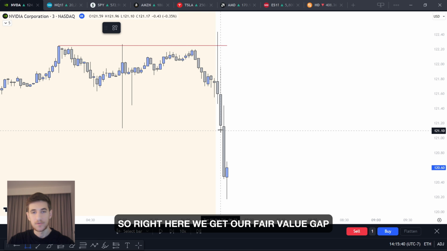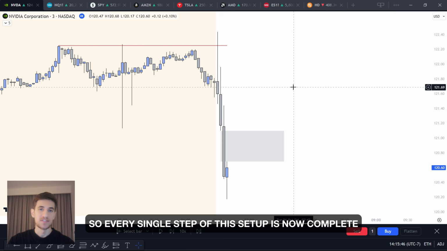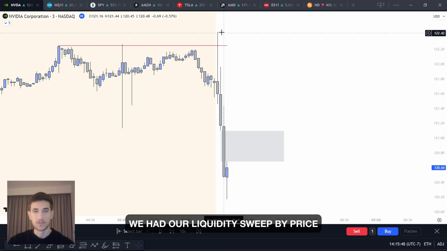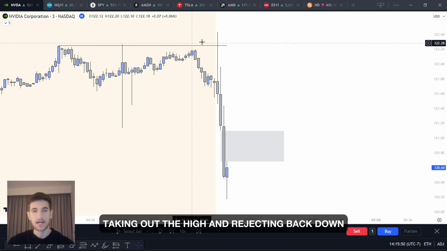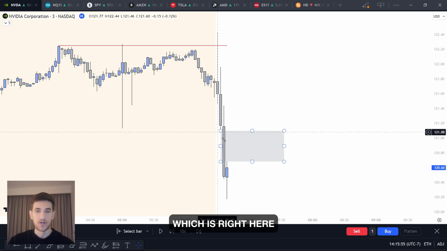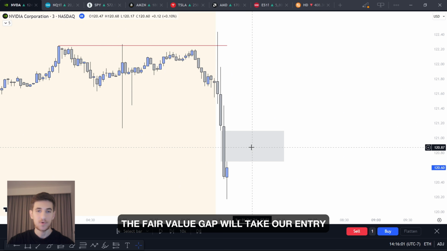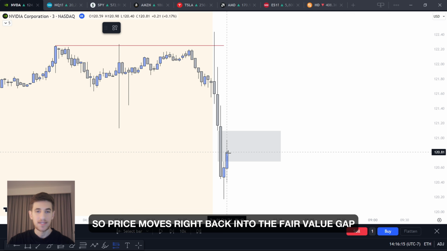So right here we get our fair value gap, which is this 3 candle sequence. So every single step of this setup is now complete. We had our liquidity sweep by price taking out the high and rejecting back down. And now we also have our fair value gap, which is right here. So the last thing we look for is price to move back into the fair value gap. We'll take our entry and we'll see what happens from that range. So price moves right back into the fair value gap, and now this is where we will take our entry.